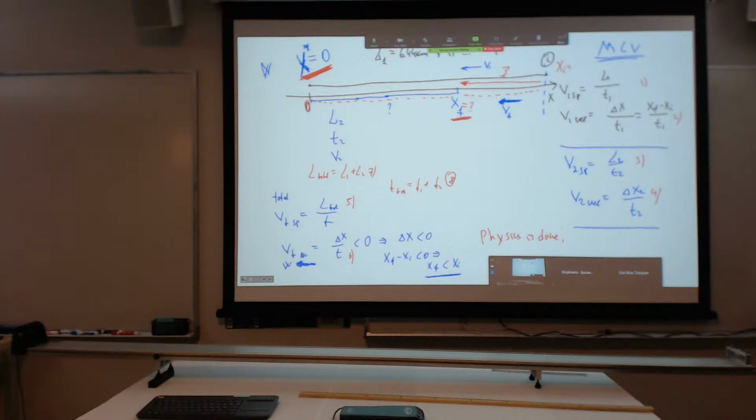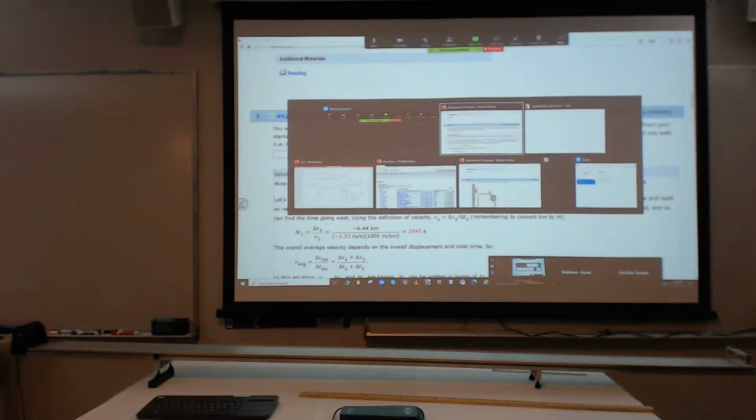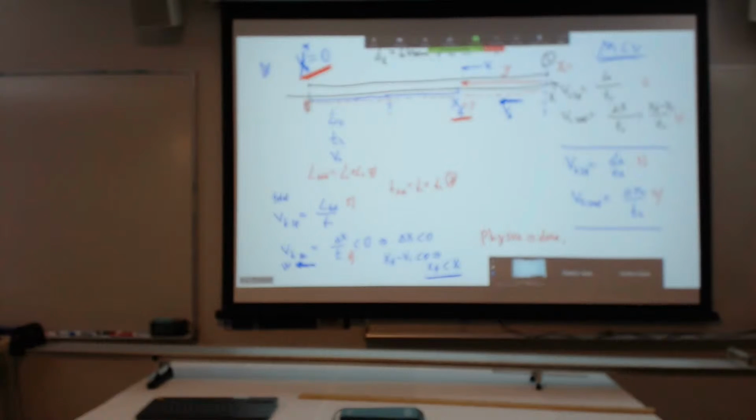Well, you probably have to use meters because your velocity is in meters, correct? Yes. 6,440 meters. Yes. So now you are ready to solve it mathematically. Pick an equation, plug in numbers.